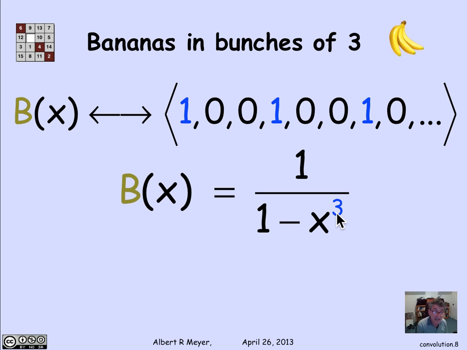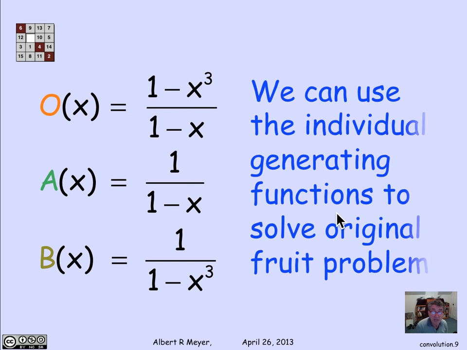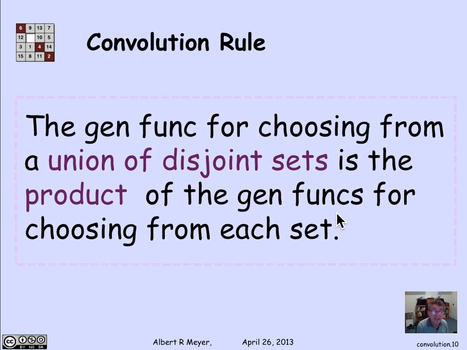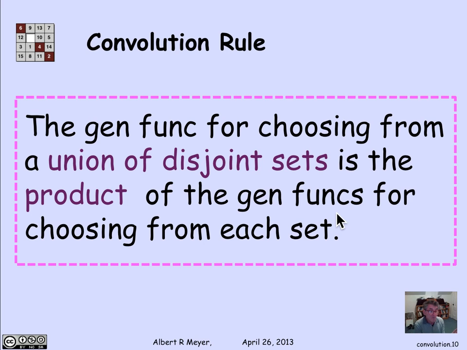I now have the generating functions in isolation for oranges alone, apples alone, and bananas alone. And now we can pull out of a hat the way in which you solve the composite problem of selecting n fruits subject to these three constraints by solving the number of ways to select just one kind of fruit subject to the constraint. And we have the so-called convolution rule, which says that the generating function for choosing this mix of apples, oranges, and bananas subject to their constraints is the product of the generating functions of each of the sets separately.